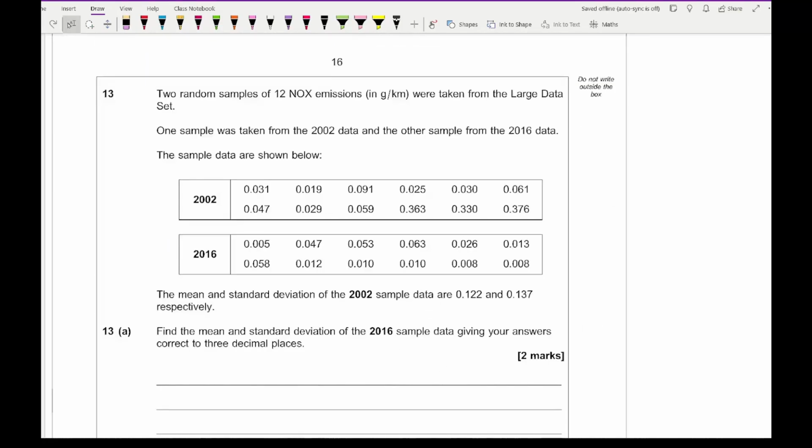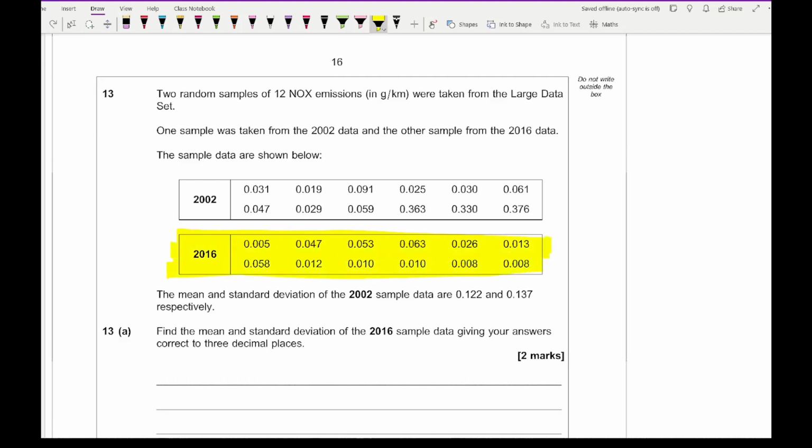Then moving on to question 13, it says 2 random samples of 12 NOx emissions were taken from the large data set. One sample was taken from the 2002 data and the other sample was taken from the 2016 data. The sample data is shown below. The mean and standard deviation of the 2002 sample data are 0.122 and 0.137 respectively. Find the mean and standard deviation of the 2016 sample data, giving your answers correct to 3 decimal places. So for this, it's only the 2016 data that we're looking at.